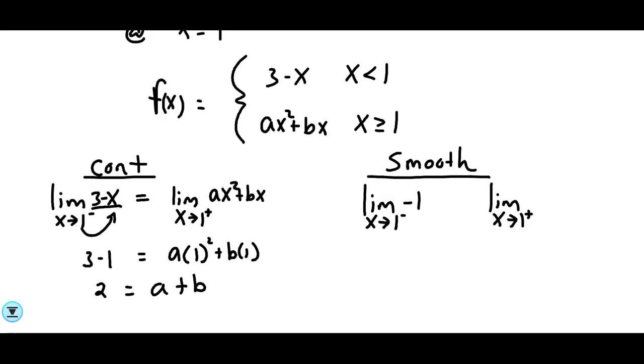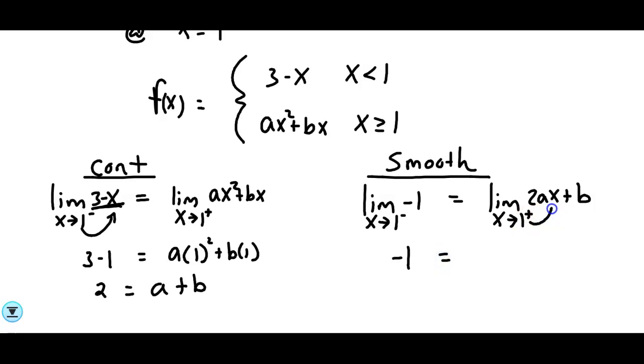So the derivative of this left side here, 3 minus x, is negative 1. And the derivative of the right side, as we've already done, is 2ax plus b. Okay? And once again, in order for this to be smooth, these need to be equal to each other. So the slope from the left needs to equal the slope from the right. All right, so we do our direct substitution now. On this side, there's really nowhere for me to plug the 1 into. So the answer is just going to be the number that we have there, which is negative 1.